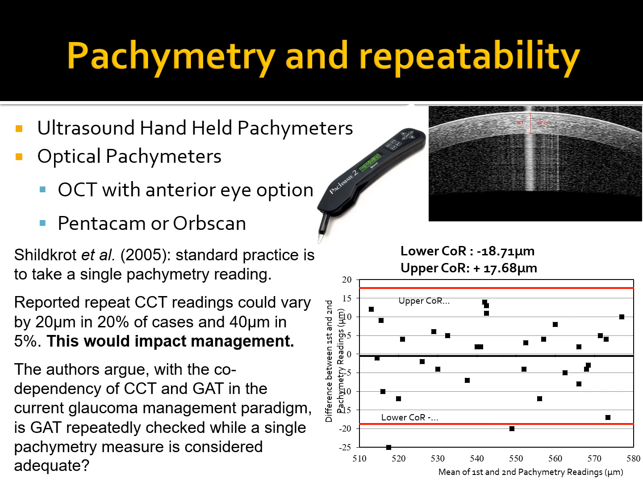And the other thing is pachymetry and repeatability. We're told to repeat everything. We have to repeat GAT, we have to repeat NCT readings, we have to repeat fields before we refer. We're told to repeat everything, and yet we take a single pachymetry reading. And this particular set of authors did report on this. They said a standard practice is to take a single pachymetry reading, but they did repeat readings and they found that there was a huge range, and I did it as well. I did repeatability of an ultrasound pachymeter, and the range was plus or minus like 18 microns.